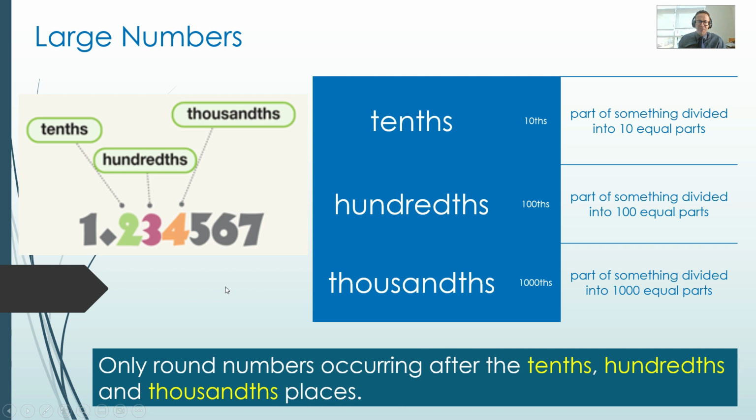For example, only round numbers occurring after the tenths, hundredths, and thousandths places. So the spelling is not difficult because it's the number 10, then THS, 100, THS, 1,000, THS. The problem is in pronunciation because th is quite a difficult sound to make. You have to put your tongue between your teeth and then add an S. So it's th. So tenths, hundredths, thousandths. But you don't make it a strong sound like that, so it's soft. Tenths, hundredths, thousandths.